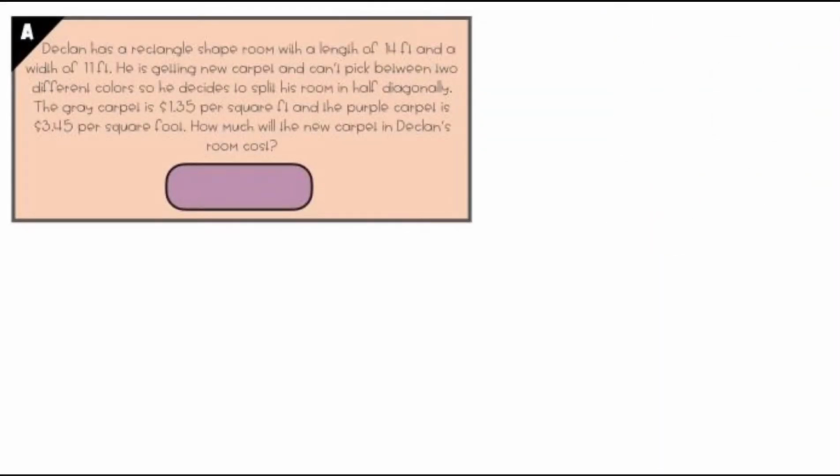Hi, sixth grade. Today I am going to go over how to solve the four word problems that we had on area and perimeter last Wednesday.